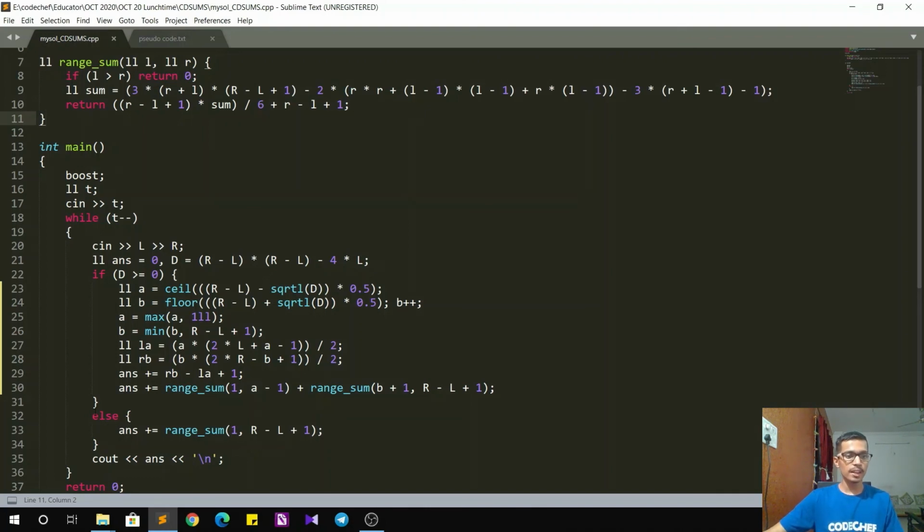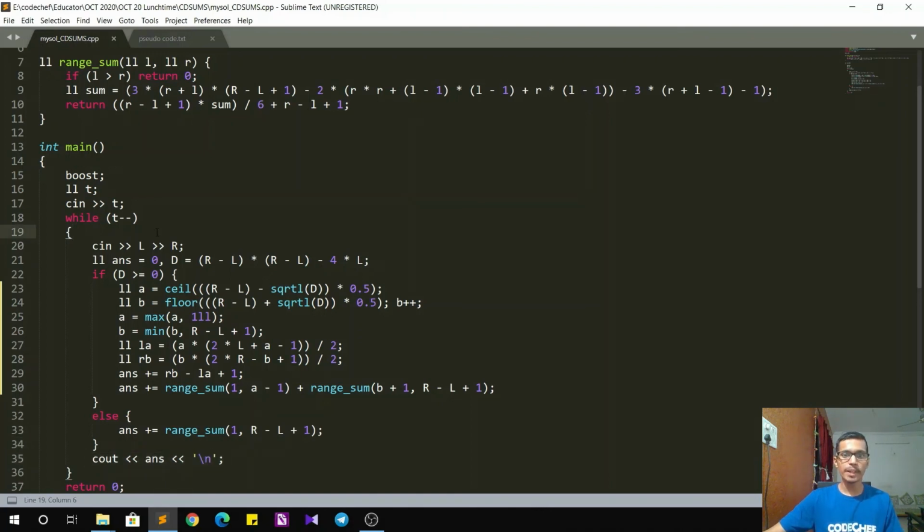In the else case, if the roots do not exist, it means that all the ranges were non-overlapping. So we just find the range sum from all the ranges, that is from x equals 1 to x equals R minus L plus 1. And finally, we output our answer on a different line.